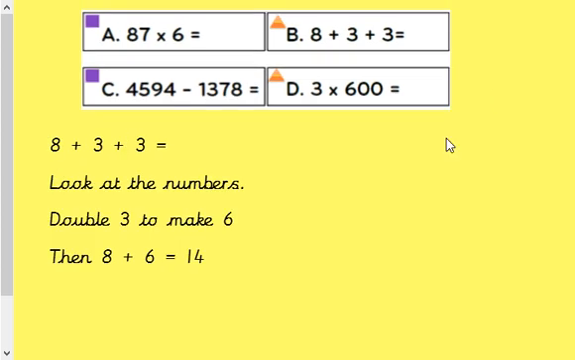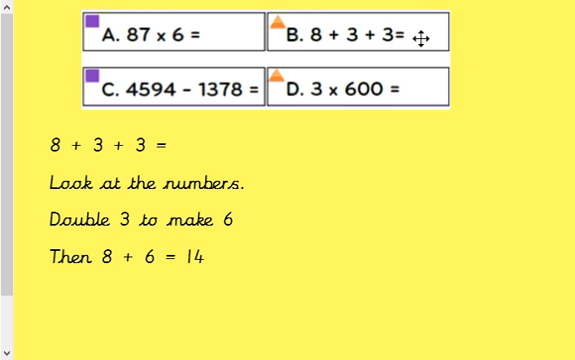And the final question, nice and easy, is a mental strategy question. 8 plus 3 plus 3. Well, again, what I'd be looking at doing here is making my life easier. I would be doubling up these 2 numbers, which will be 6, and then it will become 8 plus 6. So double 3 is 6, 8 plus 6 is 14.